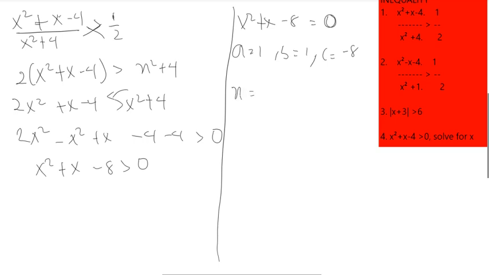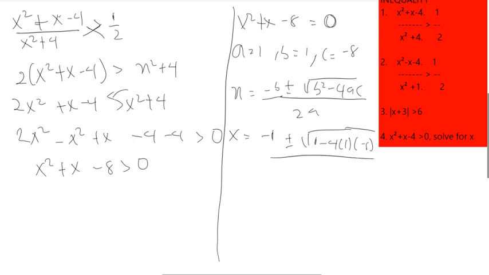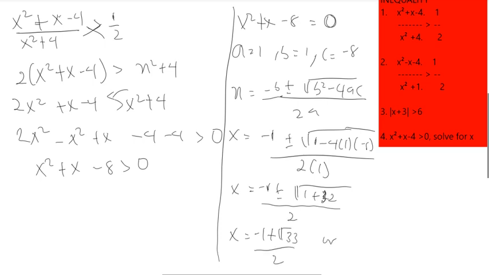So from here, our general formula, x is equal to minus b plus or minus root b squared minus 4ac over 2a. Right? So x is equal to minus b, which is minus 1, plus or minus root b squared, which is 1, minus 4, our a is 1, c is minus 8, over 2a. Our a is 1 as well. So x is equal to minus 1 plus or minus root 1 plus 4 times 8, which is 32, over 2. So x is equal to minus 1 plus root 33 over 2, or x is equal to minus 1 minus root 33 over 2.